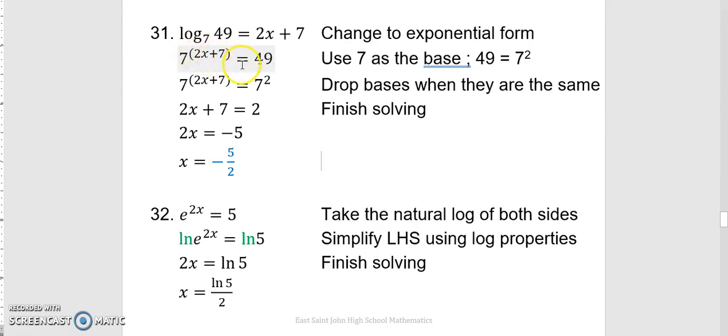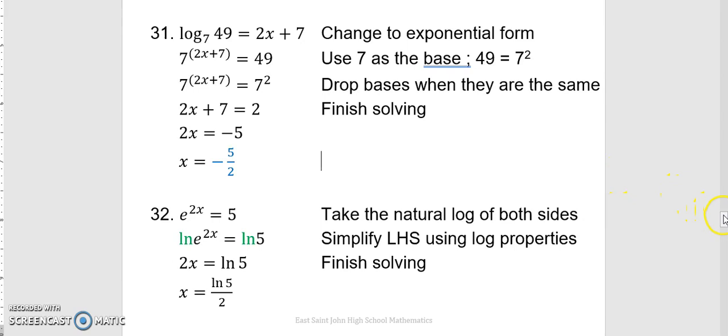We see that we can use 7 as a common base. We'll rewrite 49 as 7 squared. So we'll have 7 raised to the 2x plus 7 equals 7 squared. Now we have the same bases. We can get rid of those bases and set the exponents equal to each other. So we'll have 2x plus 7 equals 2, and we can finish solving from there. Subtract 7, divide by 2, we get x equals negative 5 over 2.